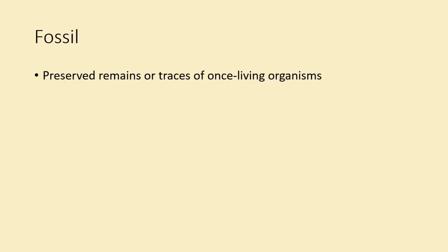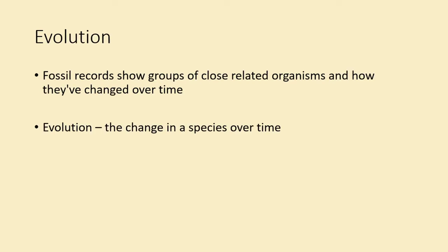So, a fossil is essentially preserved remains or traces of once living organisms, and this can come in a number of different forms. Fossils support Darwin's theory of evolution, which is essentially a change in species over time, because our fossil records show groups of closely related organisms, and they also show changes in those organisms over time in the fossil records or in the geologic time records.